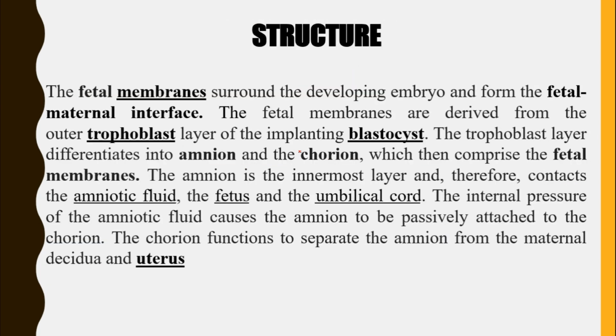Okay, and the structure of the fetal membranes, how is this structure made up? The fetal membrane surrounds the developing embryo, because it forms an amniotic sac inside which the fetus is surviving. This amniotic sac is made up of fetal membranes, which are amnion and chorion. So it will surround the developing embryo and form a fetal maternal interface.